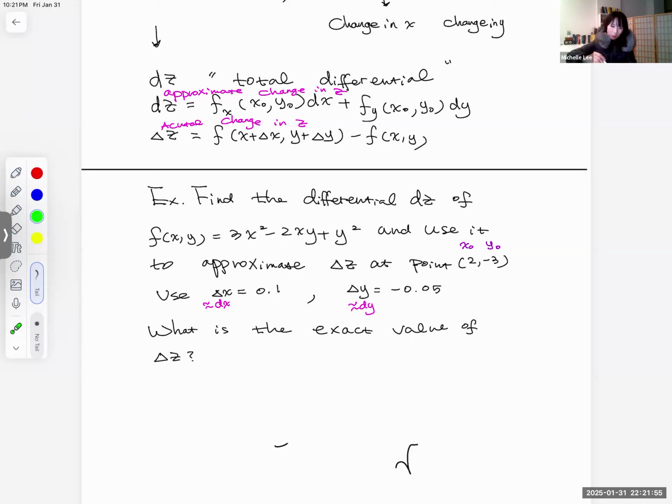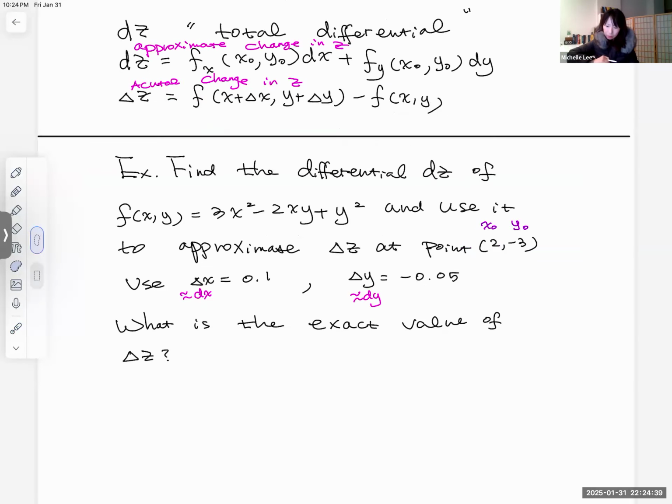We want to find the differential first, dz, right? Okay, hold on one second. Okay, so I erase everything. So let's do this one. Let's find the total differential first, dz equal to that. Let me bring the formula here.